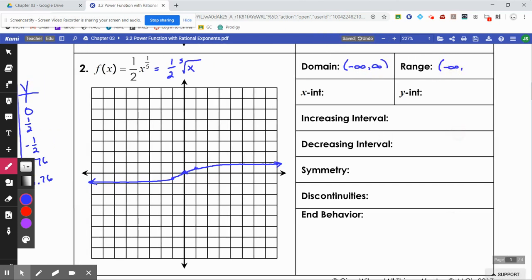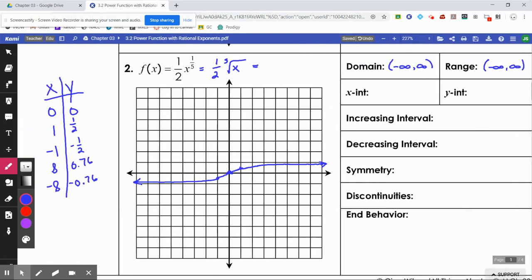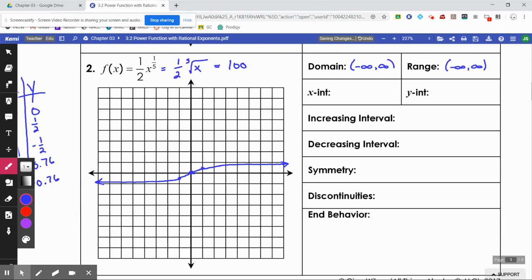Now, it does not look like it from this graph, but you could set this y value equal to anything you want to. You can set it equal to 10, you can set it equal to 100, and you can actually solve that. Multiply by 2, raise it to the fifth power, and you're going to get a value. So there's no range restrictions here. It's just going to take a while to get to 100 on this graph. Your y-intercept and your x-intercept are both the origin for this power function.